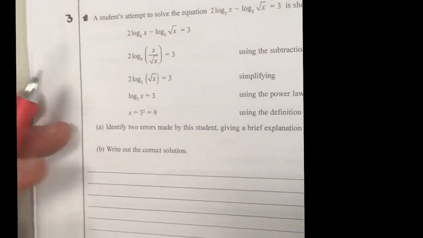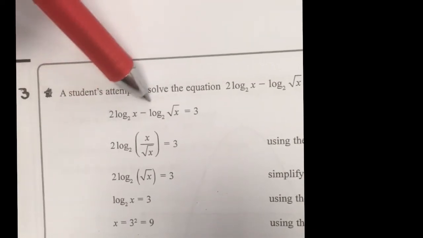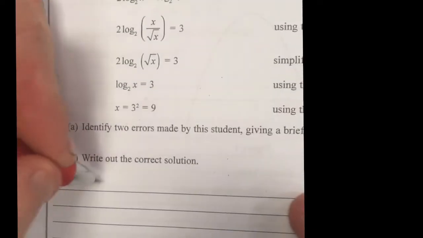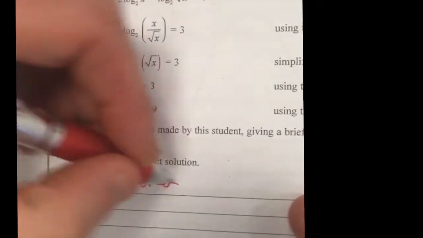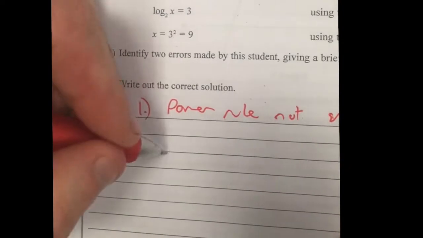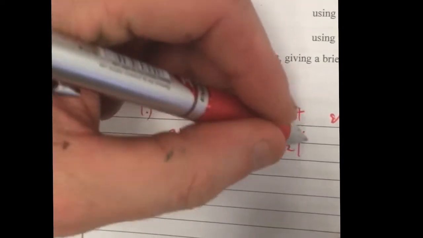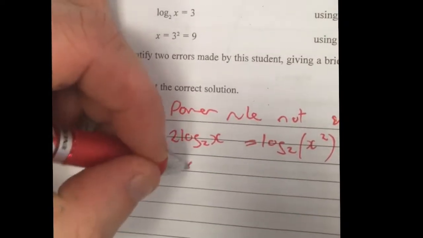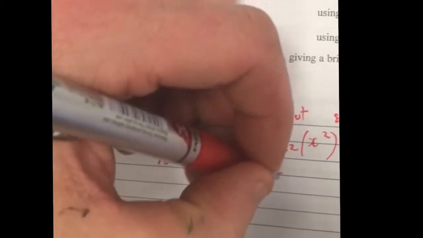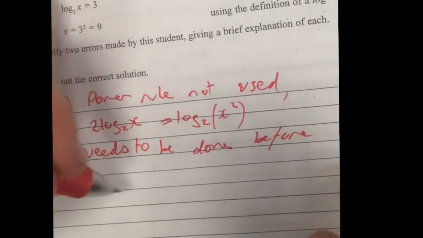Right, logs. So the first bit to this is identifying 2 errors made by the student. So if we zoom in a bit, I've looked through. The first thing they should have done is use the power rule straight away, but they didn't. So we can put 1: power rule not used. So 2 log base 2 of x equals log base 2 of x squared, and that needs to be done before the subtraction rule.